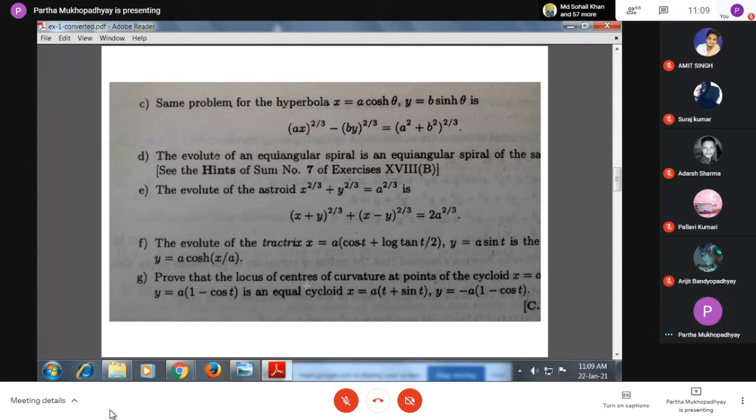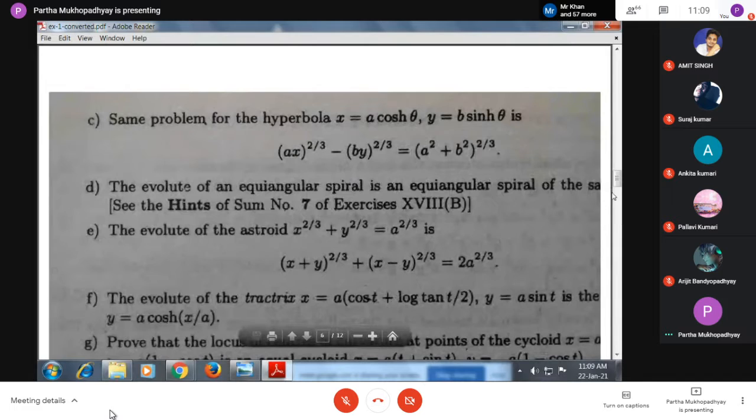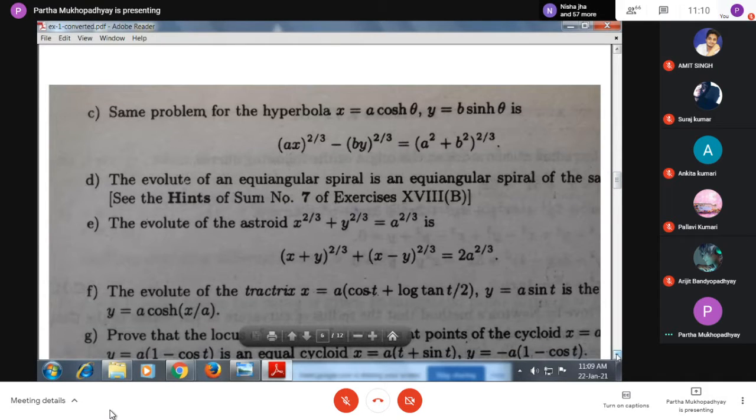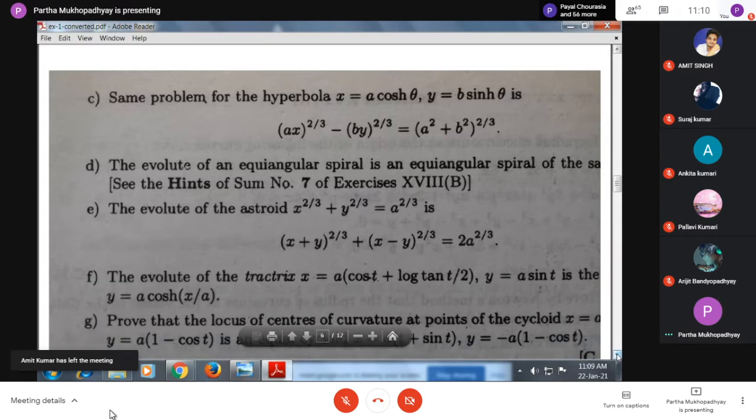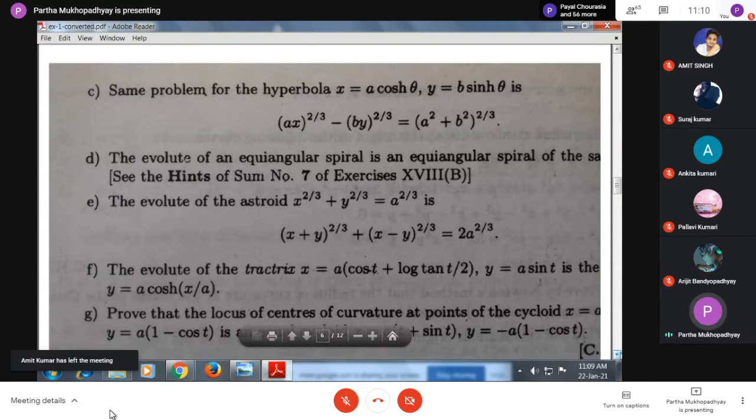Problem number G. Everybody could see it. Is it visible to all of you? Yes, sir. Okay, this is the problem. Now everybody should be able to see it.